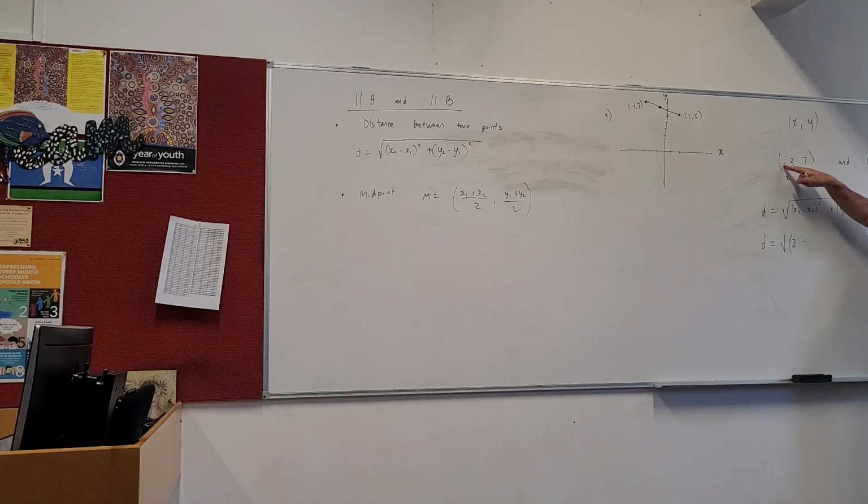We do need to include the negative sign, okay? So I'm going to put it in brackets. We have 2 take away -3. All right, x2 take x1 squared. All right, then we're going to have plus y2 corresponds with 5. Take away y1 is 7, squared. And the square root extends over the whole calculation.